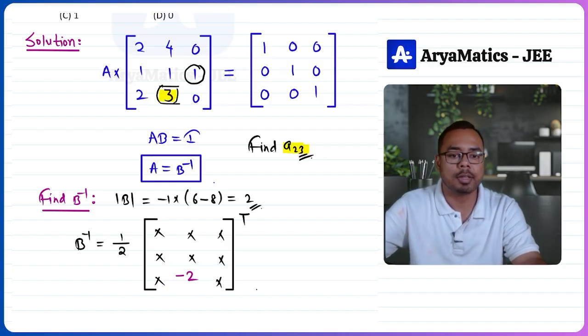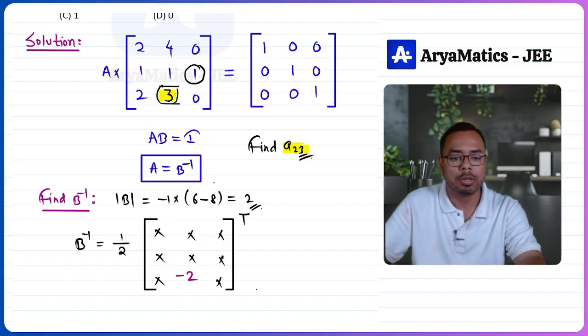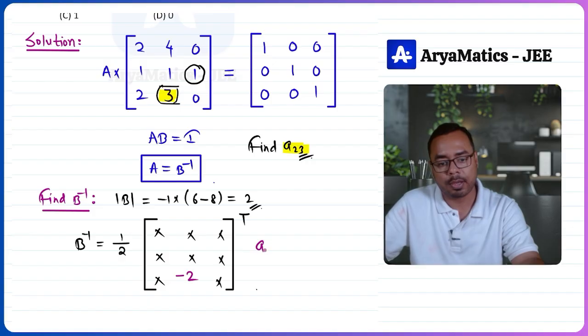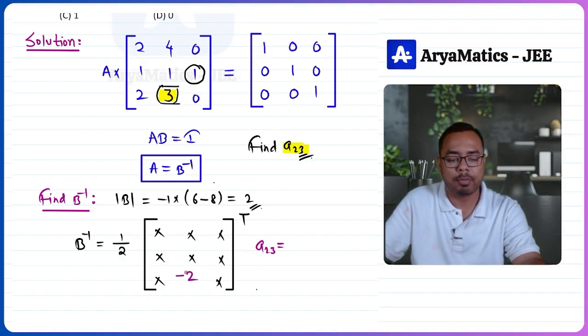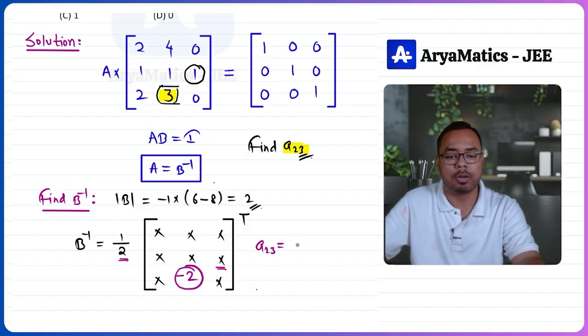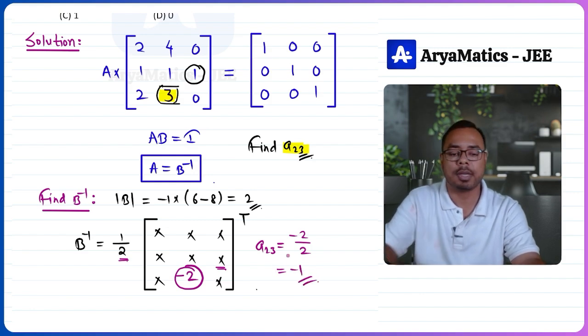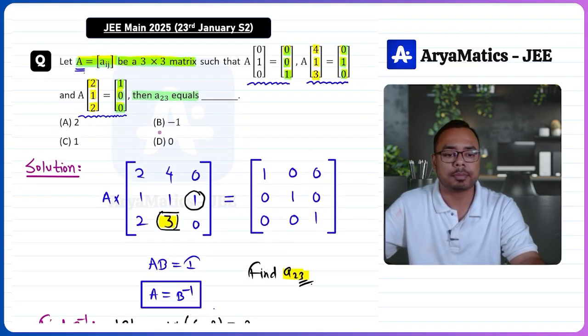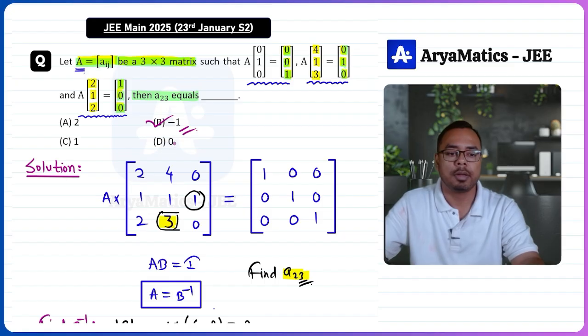And after taking the transpose, this element will come to the second row, third column. So from here directly you can write A2,3. Once we take the transpose of this cofactor matrix, this minus 2 will come to the second row, third column, and that divided by the determinant of matrix B. So that will be minus 2 divided by 2, which is minus 1. So this should be the element of the second row, third column, and hence the correct answer for this problem will be option B.